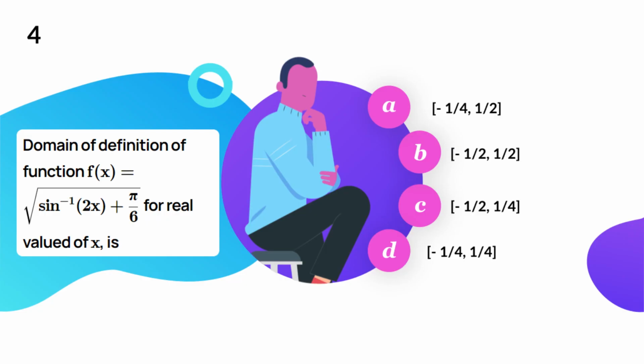It is saying that the domain of f(x) equals root over of sine inverse of 2x plus pi by 6 is, the options are given A, B, C, D. So let us solve this. How can we solve? Let us see. It is given that f(x) is equal to root over of sine inverse 2x plus pi by 6.